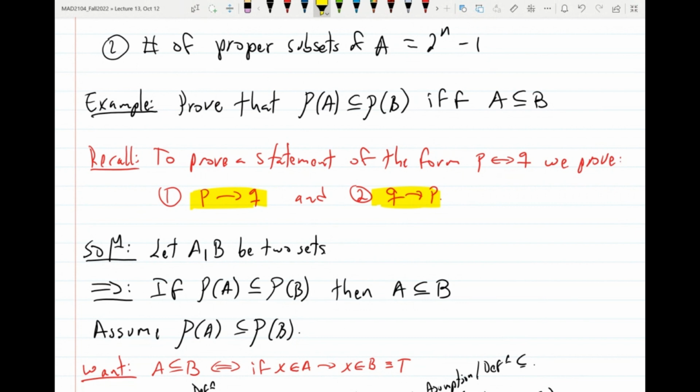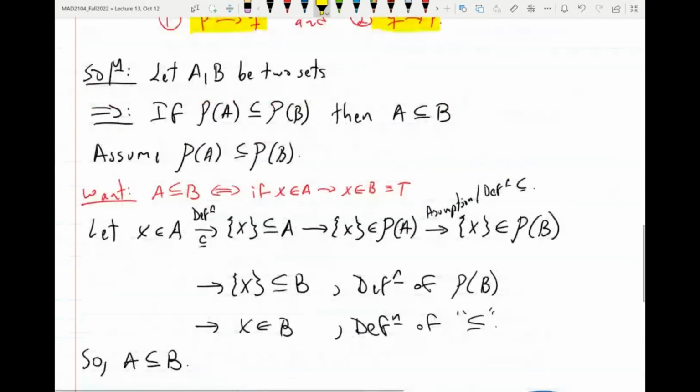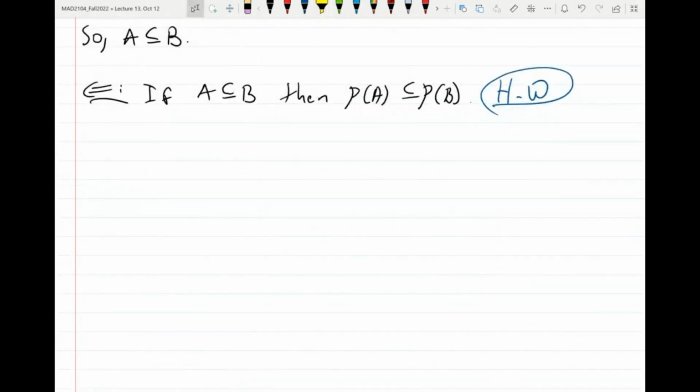So here we did one direction saying if the power set of A is a subset of the power set of B, then A is a subset of B. We did that. And then I asked you to think about the other way, okay? If A is a subset of B, then the power set of A is a subset of the power set of B. Okay? So I asked you to think about it. Let's do it now. All right.